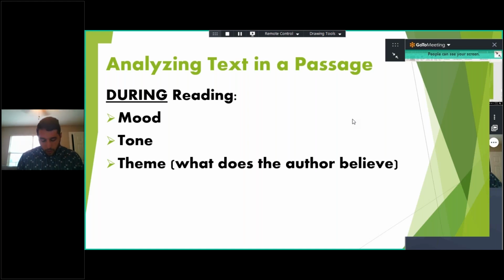Then there's the theme. So what does the author believe about the subject that they're talking about? It's usually not directly stated, but you can see it running through the reading itself. And that's based on kind of the actions, the words, the thoughts, the feelings, really just the characteristics that are described throughout the passage.